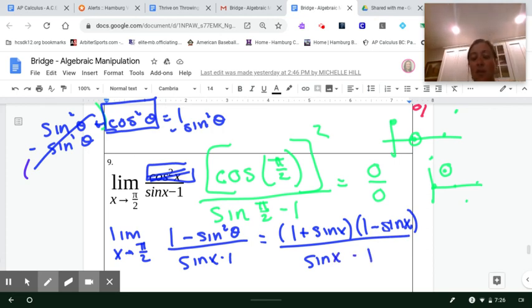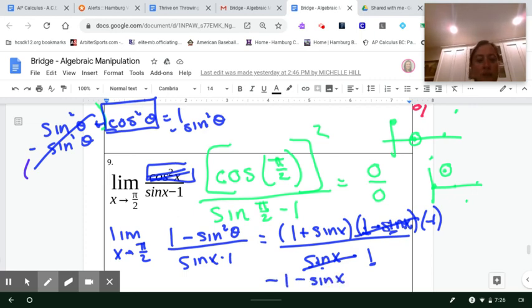Now, you'll notice these don't match up exactly. They're basically different by a negative. 1 minus sine x, minus 1. 1 is positive, now it's negative. Sine is negative, now it's positive. So these do divide into a negative 1. So I really have negative 1 minus sine of x.